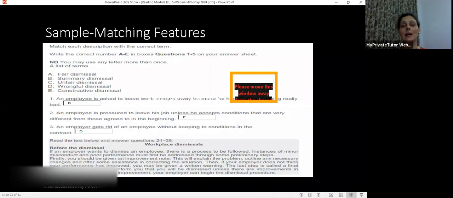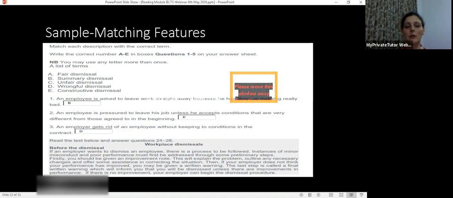Matching features. The sample is in front of you, and the question is that you have to pick A to E, whichever is suitable for these blanks. Okay. Fair dismissal, summary dismissal, unfair dismissal, wrongful dismissal, constructive dismissal. You have to read the passage and see what they are asking you to answer, so the most suitable option is going to be placed over there.